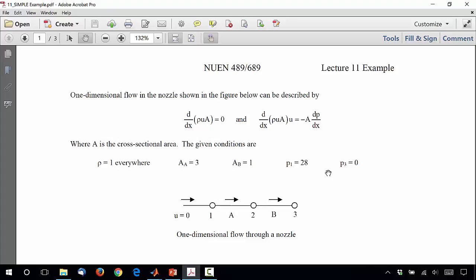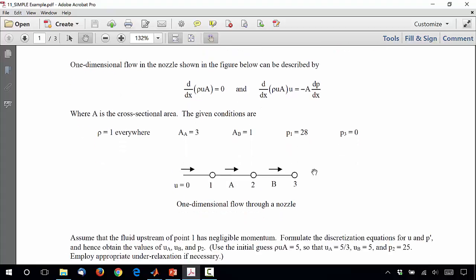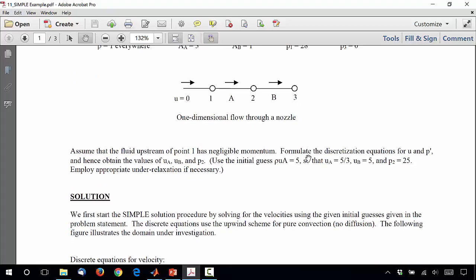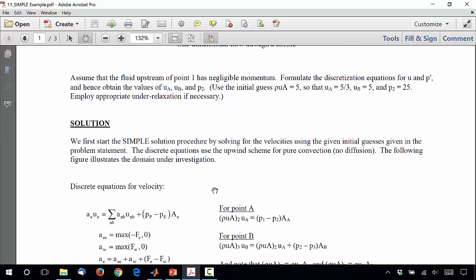Density is constant everywhere, and we have a pressure outlet, a fixed condition at the pressure at node 3 and 1. So what we want to find is the velocities at A and B and the pressure at node 2. So the problem asks to formulate the discretization equations for U and P prime, and find values for the velocities at A and B and the pressure at 2. So we'll start with some initial guess. So we have a velocity guess and a pressure guess. And the solution is as follows.